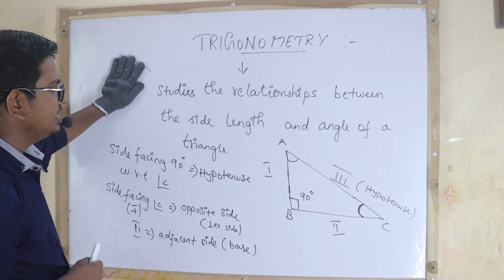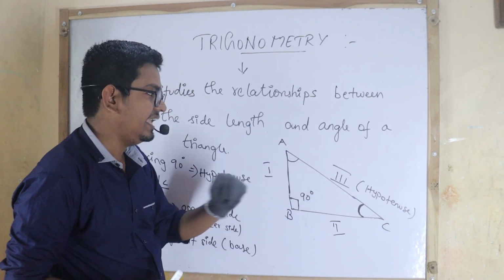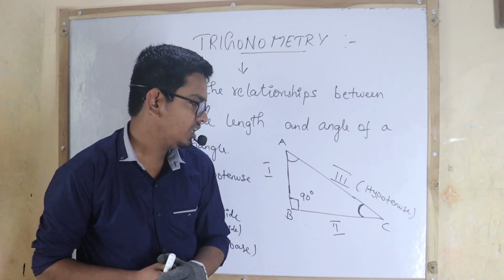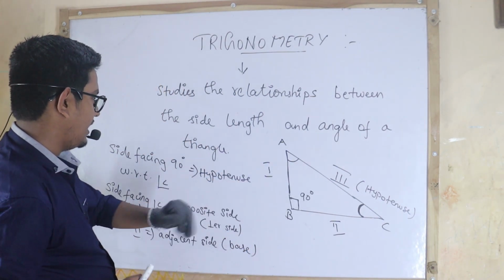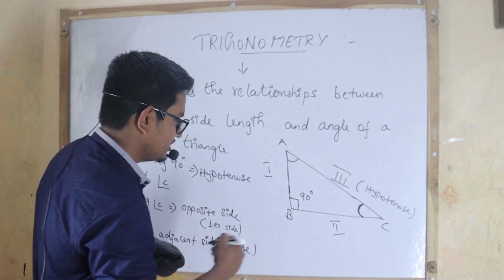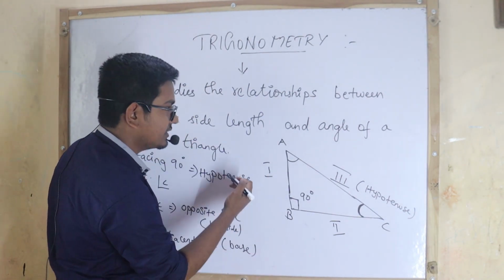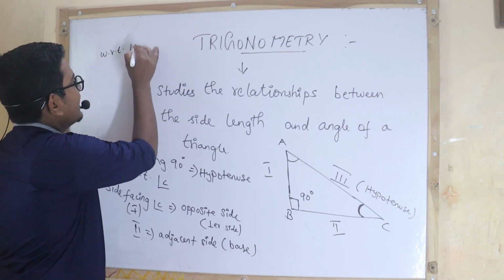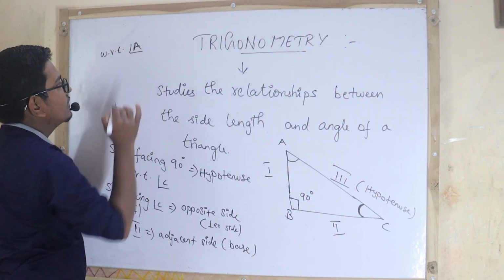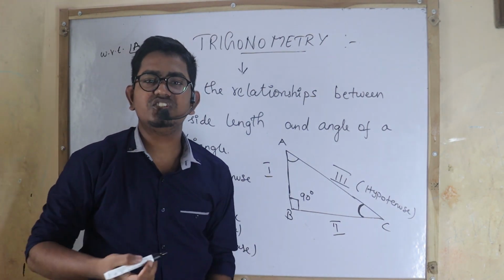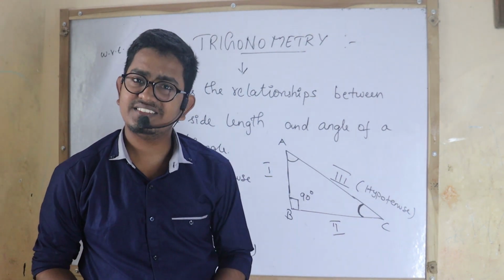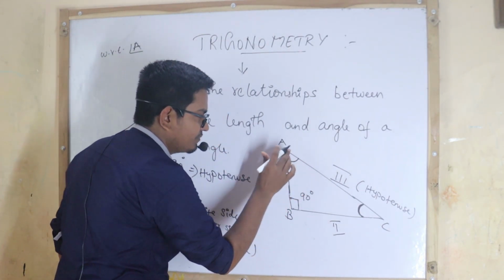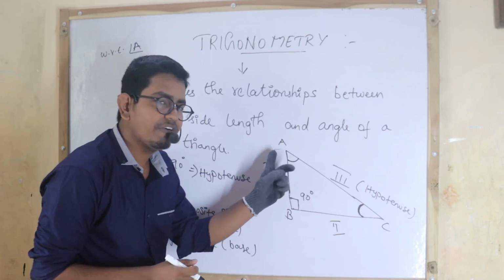Now I am going to see with respect to angle A, right? Because these two angles are unknown. I'm writing here, with respect to angle A. So with respect to angle A, what will be the changes in the sides? What is the angle here? It is the angle A. Now I am going to find the angle A.